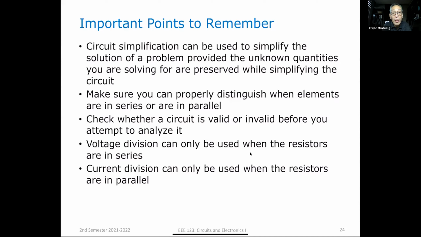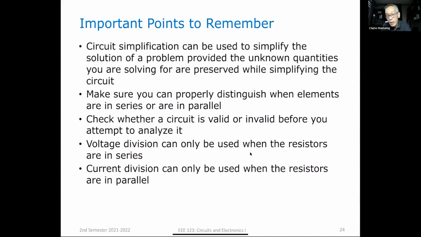Number two, make sure you can properly distinguish when elements are in series and when they are in parallel. I have seen students make that mistake very, very often. They combine two elements that they think are in series which are not in series, or they use voltage division on two elements which are not in series.